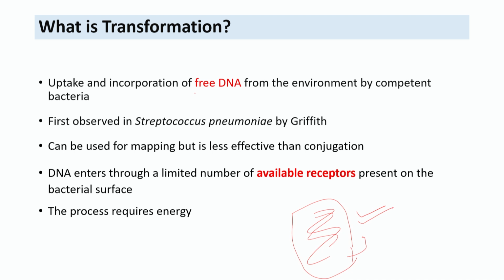It was first observed in Streptococcus pneumoniae by Griffith, and this method can also be used for gene mapping, although it is much less effective compared to conjugation. In this case, the DNA enters the bacterial cell with the help of receptors present on the surface of the bacterial cell. The DNA binds to those receptors and gets its entry into the bacterial cell, and because of that this process also requires energy.